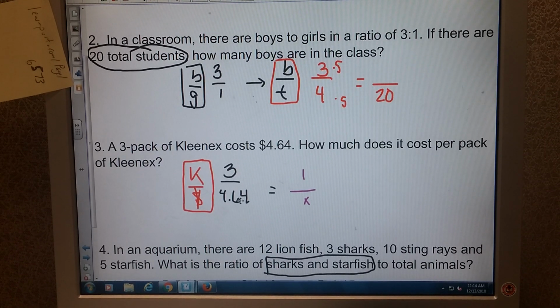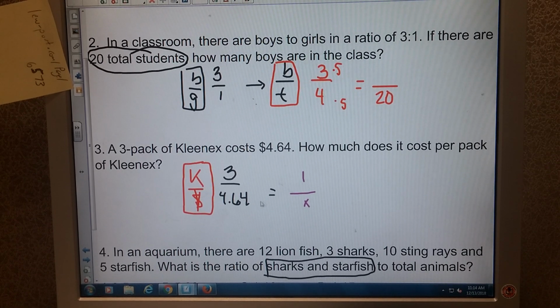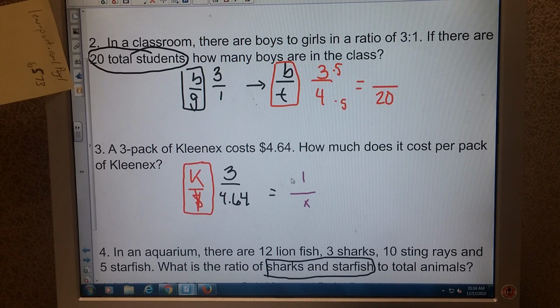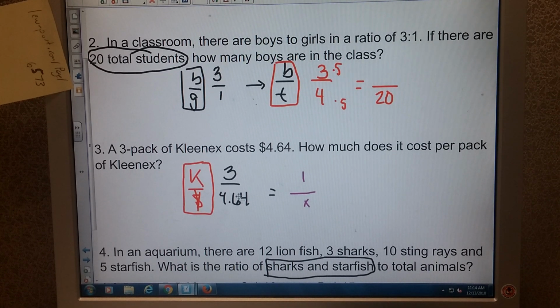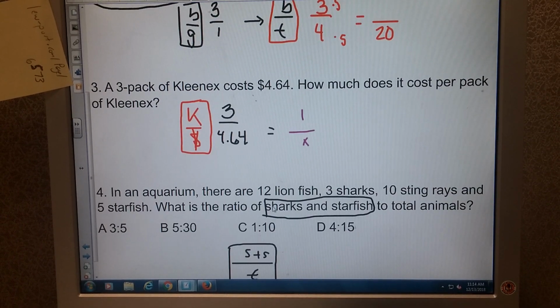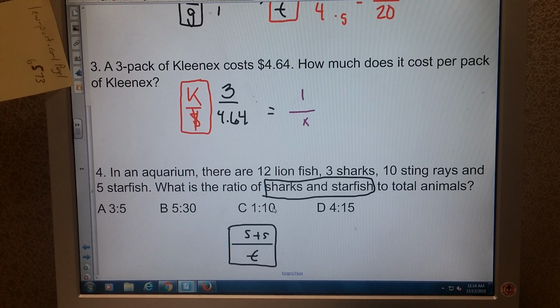Your dollar amount, $4.64, and your unknown, question mark, X, whatever you want to call it, have to be on the same row. To answer this, 3 divided by 3 is 1, so you'll do $4.64 divided by 3 to find your answer. Number 4, in an aquarium there are 12 lionfish, 3 sharks, 10 stingrays, and 5 starfish.